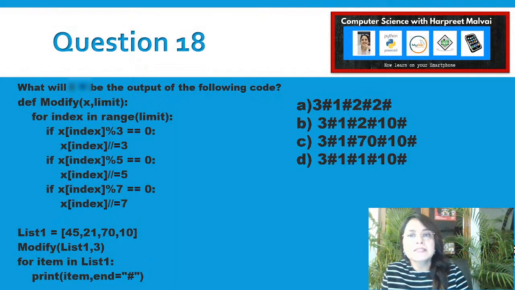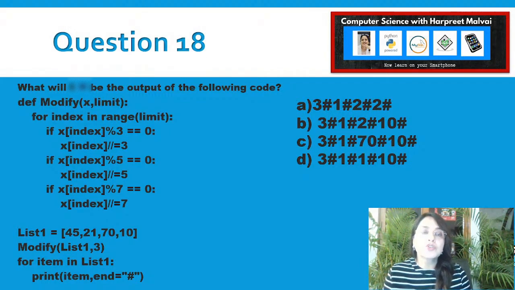Okay, let's look at the 18th question quickly. What will not be the output of the following code? There's a function modify, and it has two parameters, x and limit. And we are going to use that limit for index in range limit. And we say for x index modulo 3 equal to 0, then do the floor division with 3. If it's divisible by 5, do a floor division with 5. And if it is divisible by 7, do a floor division by 7.